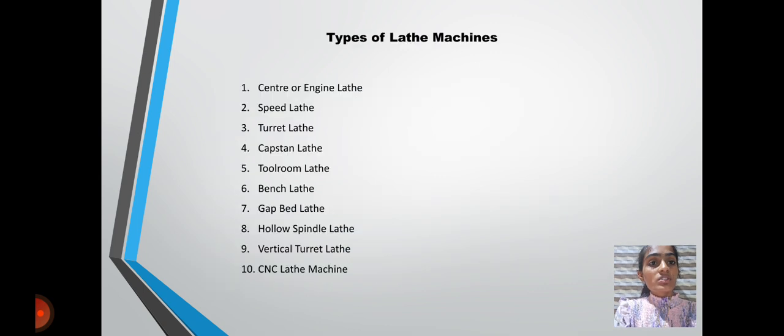Next we are going to discuss the types of lathe machines. Center or engine lathe, speed lathe, turret lathe, capstan lathe, tool room lathe, bench lathe, gap bed lathe, hollow spindle lathe, vertical turret lathe, CNC lathe machine. These are all the types of lathe machines.